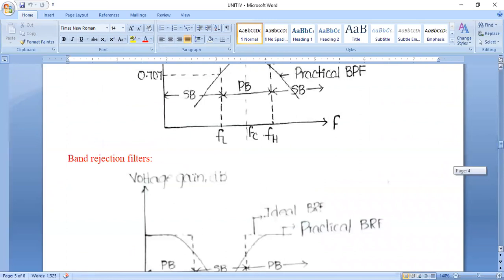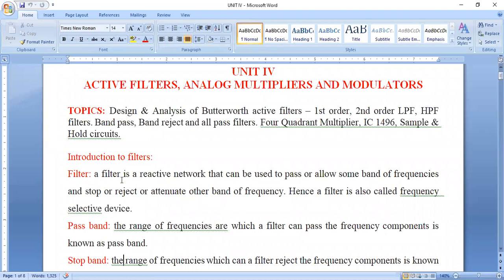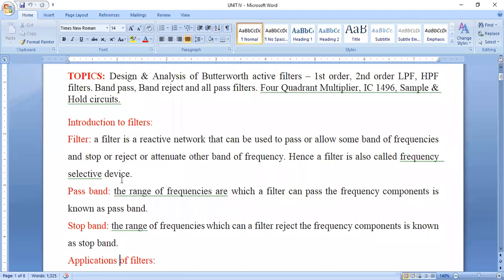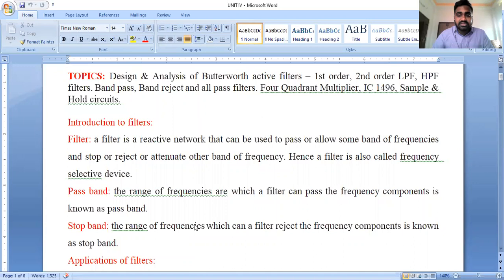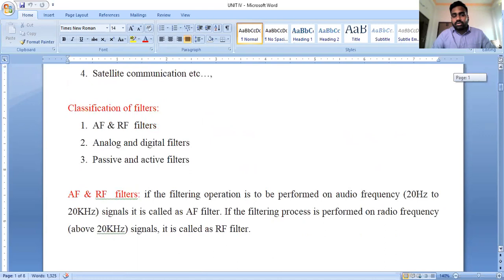So in today's class, we discussed the filter definition. A filter is nothing but a reactive network which will allow a set of frequencies, or stop, reject, or attenuate them. Next we defined passband, and next we discussed stopband. Next we have seen various applications of filters in various fields like televisions, radios, telecommunications and satellite communications. And next we classified filters into audio frequency applications and radio frequency applications depending upon the range.